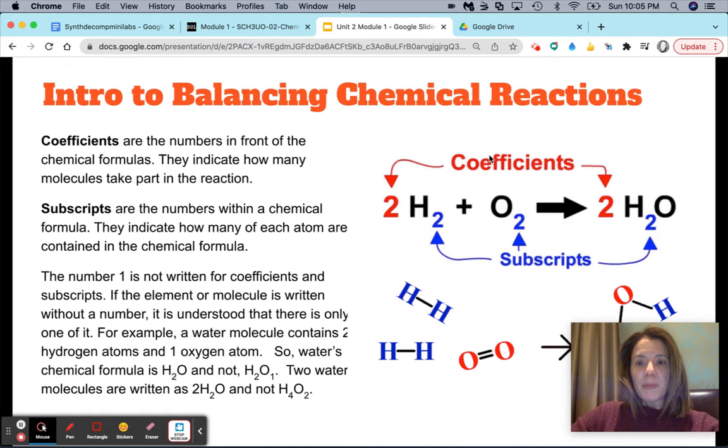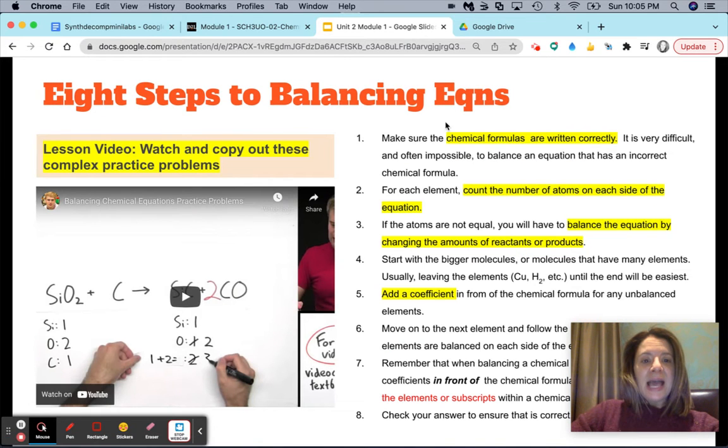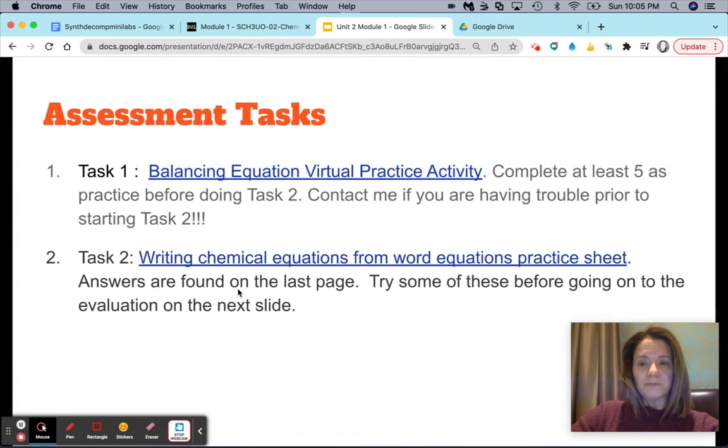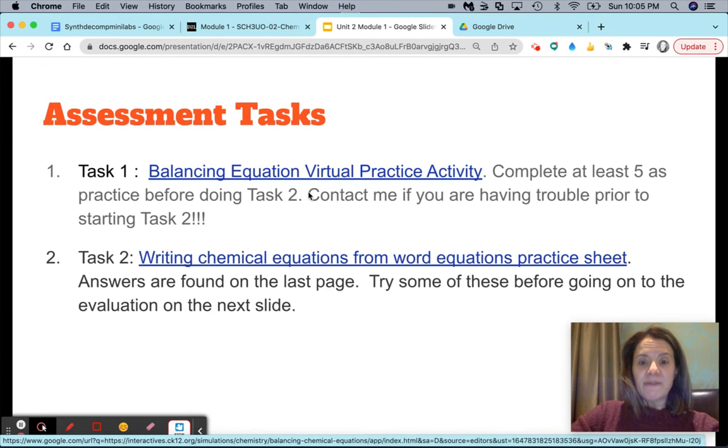Often there is follow-up information on slides. And then here are some more complex balancing equations. You want to go through those as well. Then I have some practice balancing, and you definitely want to do some of these. Contact me if you are having any trouble. This sort of scaffolds the balancing of equations.